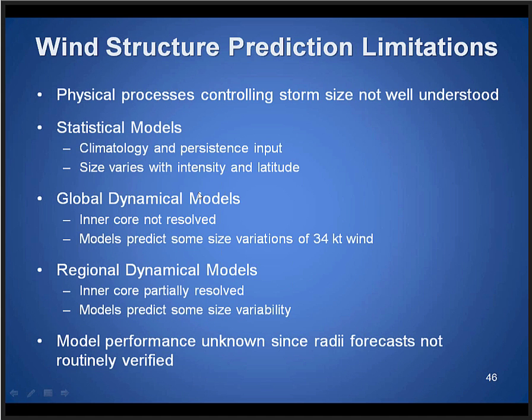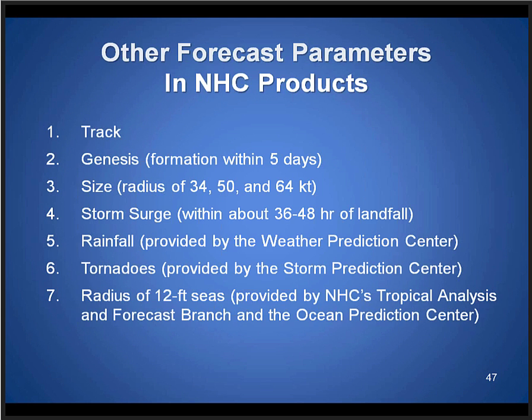The global models can't pick out the inner core at all, so they're worthless for getting 64-knot hurricane force wind radii. They do provide some guidance for the tropical storm force winds. The regional hurricane models have the potential for providing hurricane force winds, and we're still trying to better validate these to see how much we can rely upon them. So this provides an overview today about one of the aspects that we forecast, intensity, or maximum surface winds, and a little bit about the size as well.